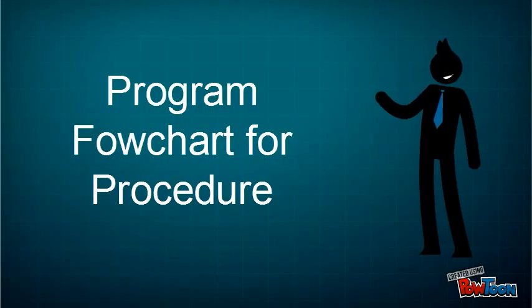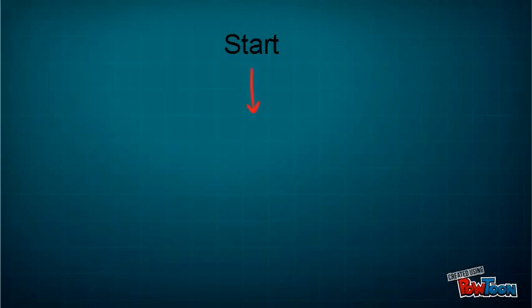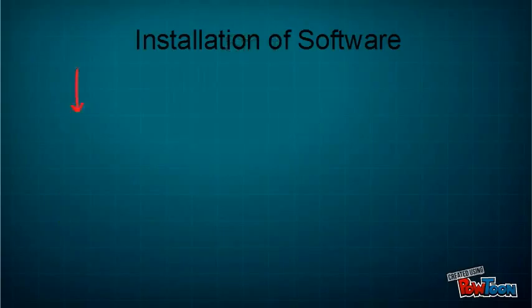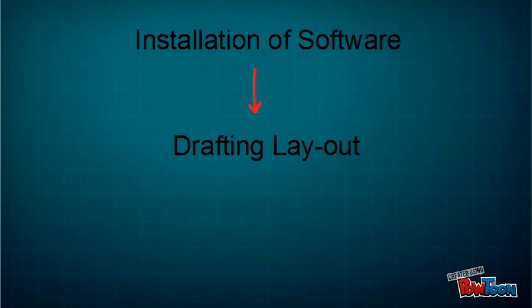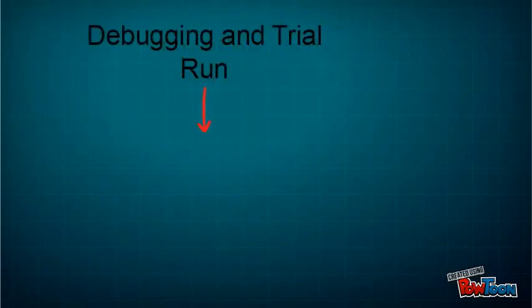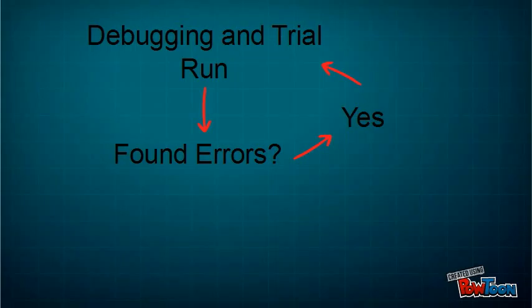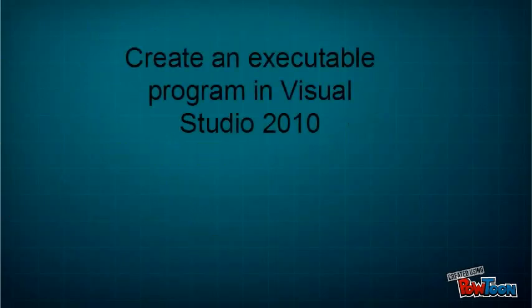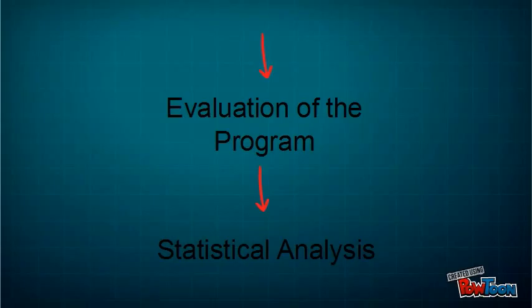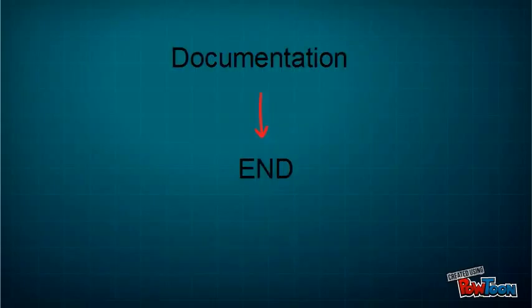Program flowchart for procedure. It starts with the gathering of information about the research, then the installation of softwares. After that, the enrollment form will be drafted and the layout will be made in Microsoft Visual Studio 2010. The forms will be created in Visual Basic, then it will be debugged and trial run. If there are errors, it will be debugged again. If there are none, an executable program will be made in Visual Studio. The program will be then evaluated. The research will be statistically analyzed. Then all of it will be documented, and that's the end.